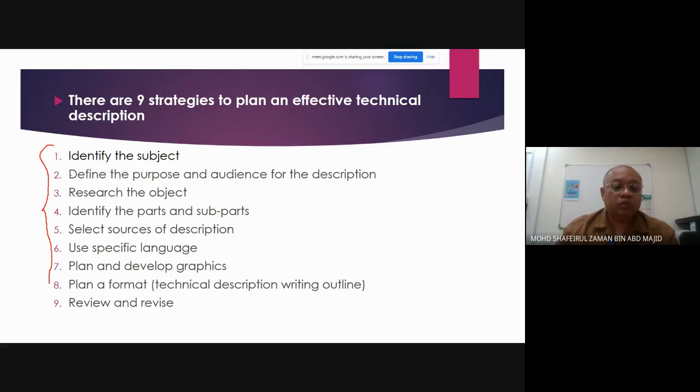And then number two, define the purpose and audience for the description. The highlight over here is on the word purpose. What is the purpose? And who will be your audience? The purpose of the presentation or the description can be informative and it can also be persuasive. We're going to have a look at the detailed part about it later on. What does it mean by informative? What does it mean by persuasive, for example? And who will be your audiences?